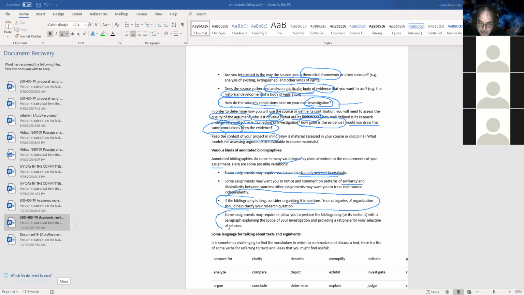Forget about this. Again, it's just talking about the different kinds of annotated bibliography. There are a variety, but I think we're clear on what we want for ours.